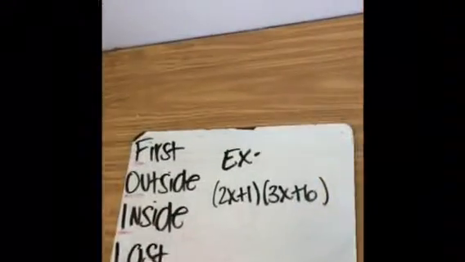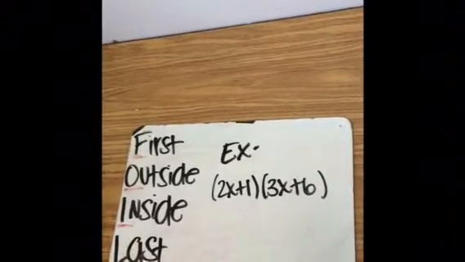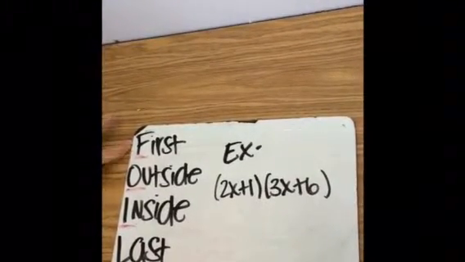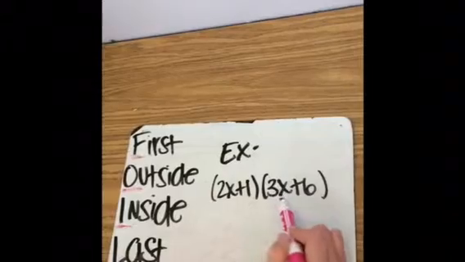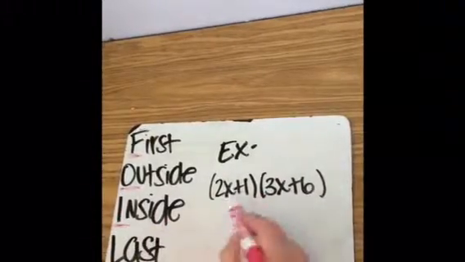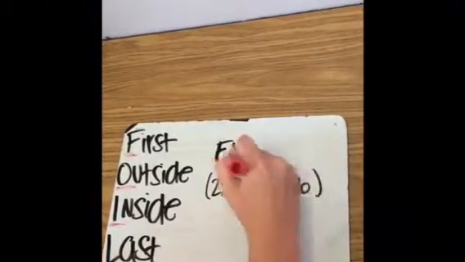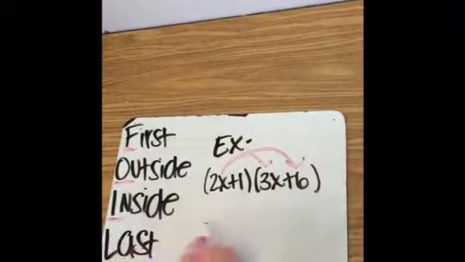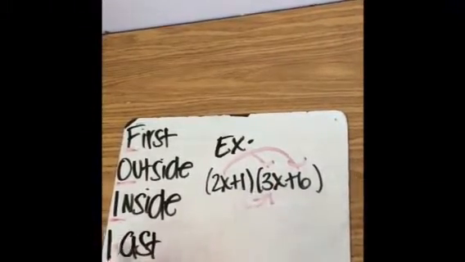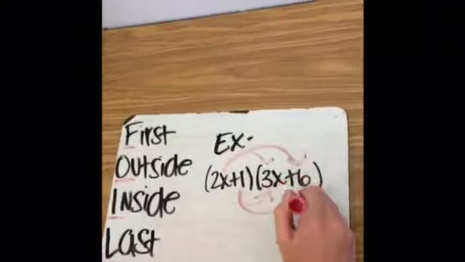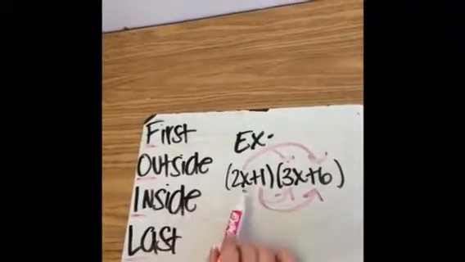The other method is called FOIL. First, outside, inside, last. For the first step, which is first, you do 2x times 3x. Outside would be 2x times 6. Inside would be 1 times 3x, and last would be 1 times 6. Okay, so let's work it out.